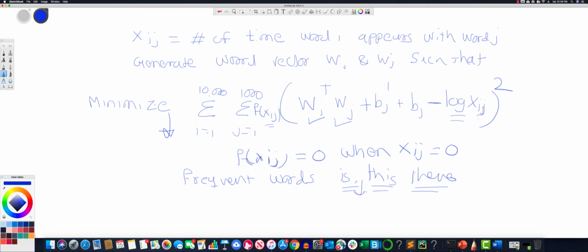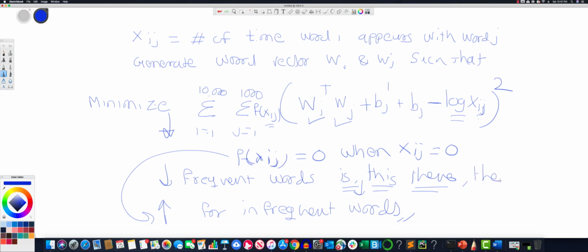Also, f of xij will be very small for the frequent word, and f of xij will be large for infrequent words, right? So it gives more importance to infrequent words and reduces the importance of really very frequent words like is, this, the, and things like that.